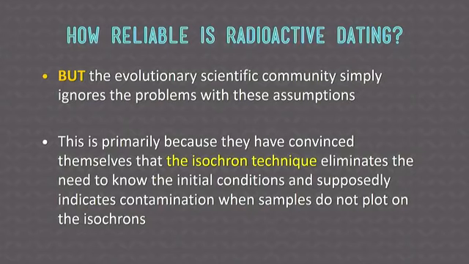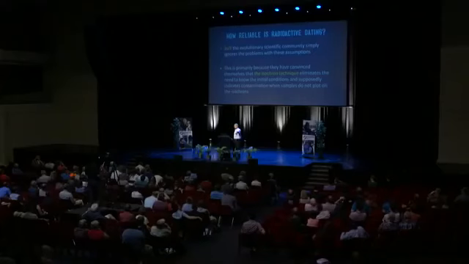And they've convinced themselves that they can use the isochron technique because it eliminates the need to know the initial conditions and supposedly indicates contamination when samples do not plot on the isochrons. How does that work? Well, you can take a single sample and you can measure the parent and daughter atoms, and we call that a model age. So you get one sample to calculate the age. The isochron technique takes multiple samples.